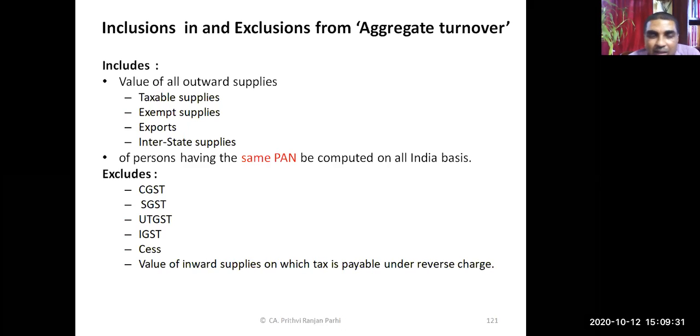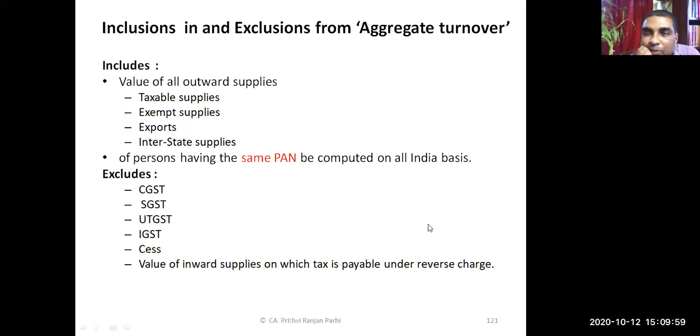Okay. And what are the things that have to be excluded? CGST, SGST, UTGST, IGST, cess, and value of inward supplies on which tax is payable on reverse charge basis. So these things should be excluded. So all taxes and value of inward supplies on which tax is payable on reverse charge basis have to be excluded. And these are the supplies which have been included to arrive at the aggregate turnover.